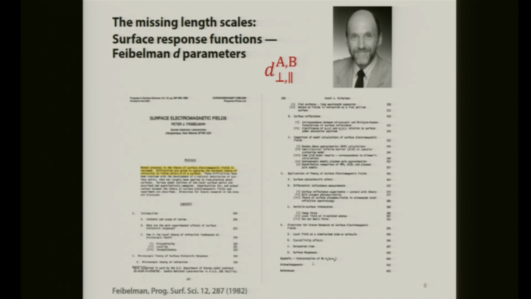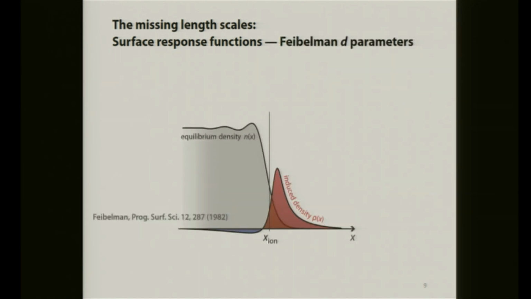So this d parameter is defined this way. You have these two terms, perpendicular and parallel, and this d parameter is defined for an interface composed of materials A and B. I'll talk about what this parameter is right after. It was introduced about 40 years ago, and let me explain what it is.